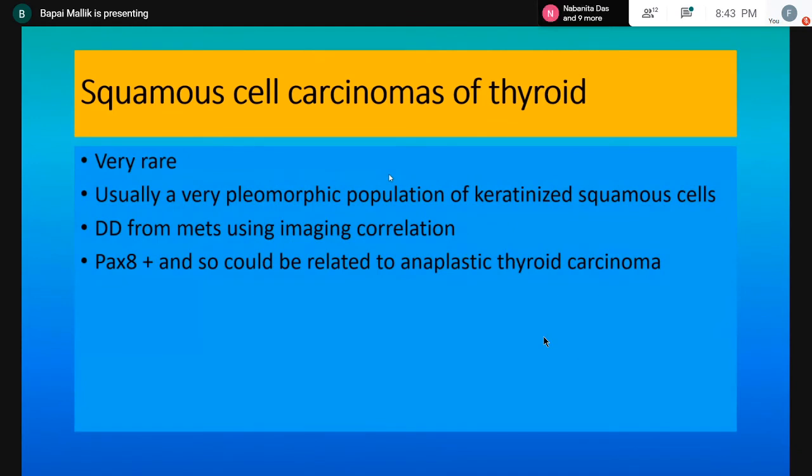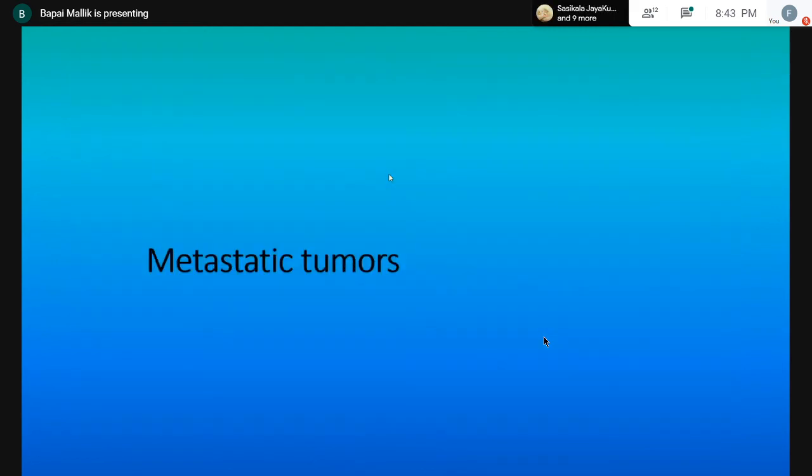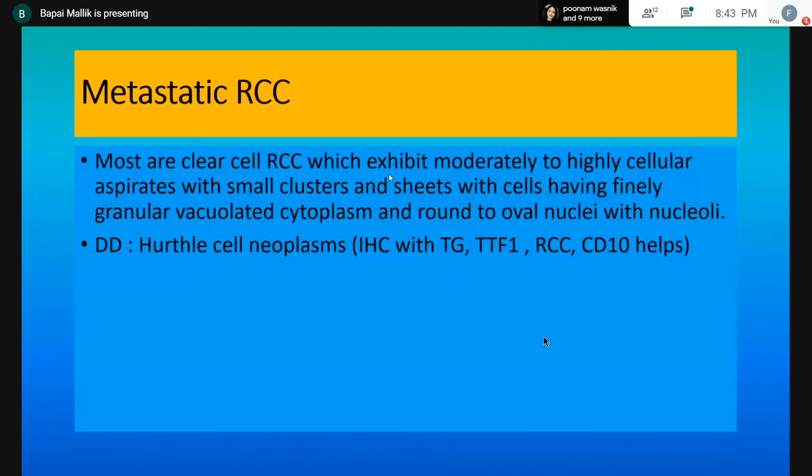You have to always rule out the possibility of something invading from the adjacent areas. They are PAX8 positive. Most of the other tumors in the surrounding areas, in the neck, are PAX8 negative, and therefore, since they're PAX8 positive, it is felt that they may be related to the anaplastic carcinomas of the thyroid. Next, metastatic tumors.